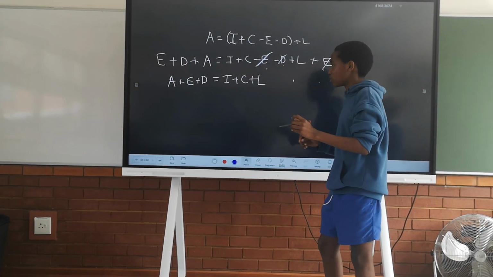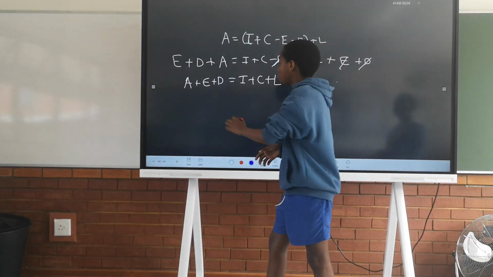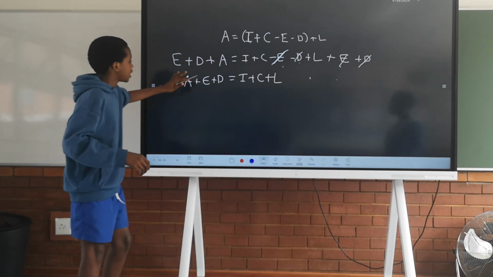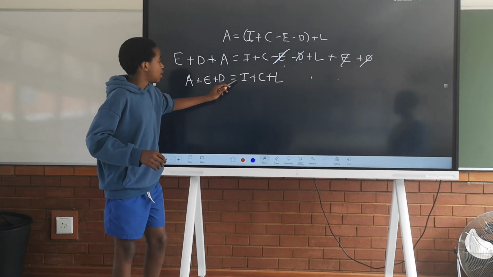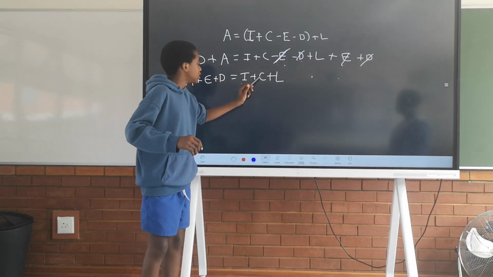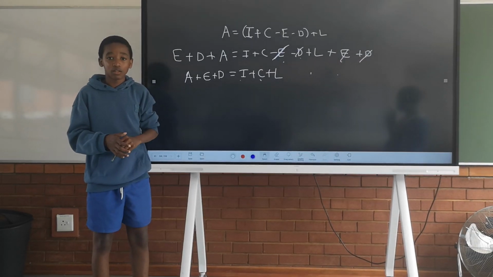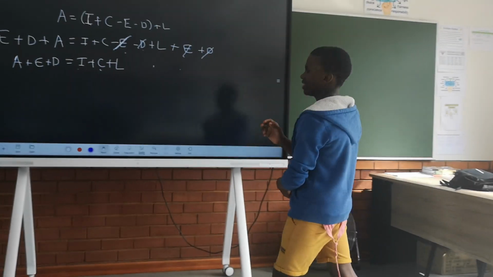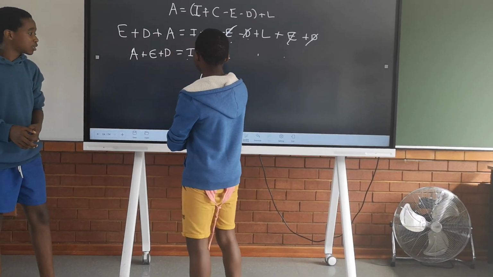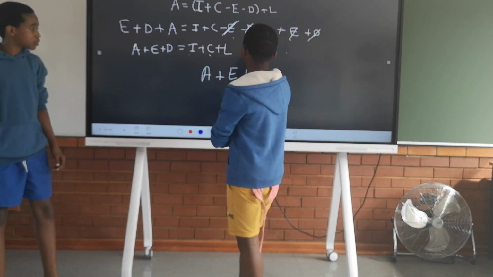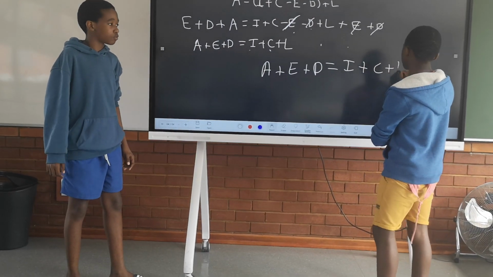Please remind us what these letters stand for. A stands for our assets, E stands for our expenses, D stands for our drawings, I stands for our income, C is for capital, and L is for our liabilities. So we now have the expanded accounting equation, which says assets plus expenses plus drawings are equal to income plus capital plus liabilities.